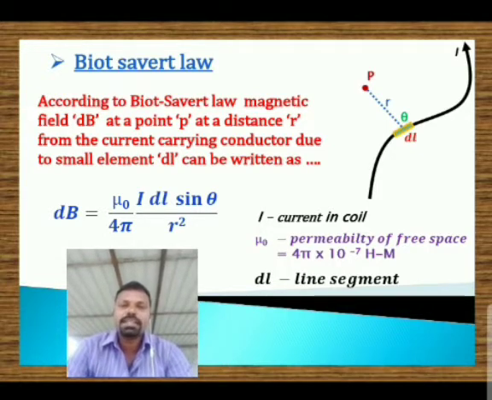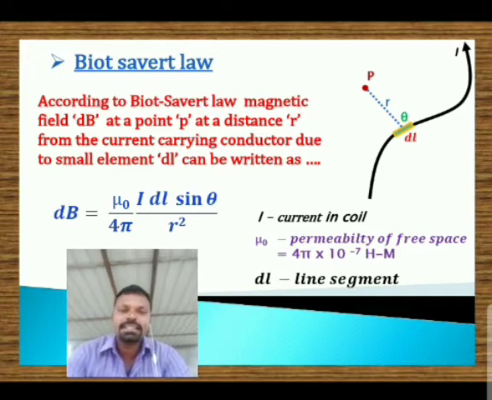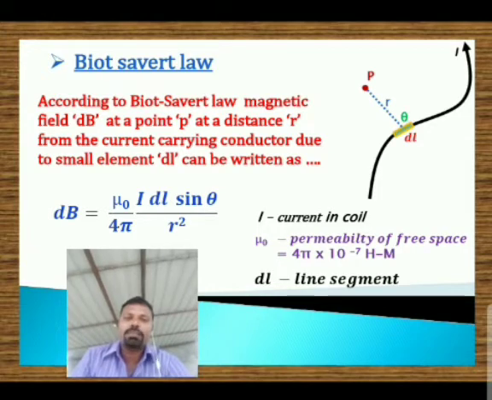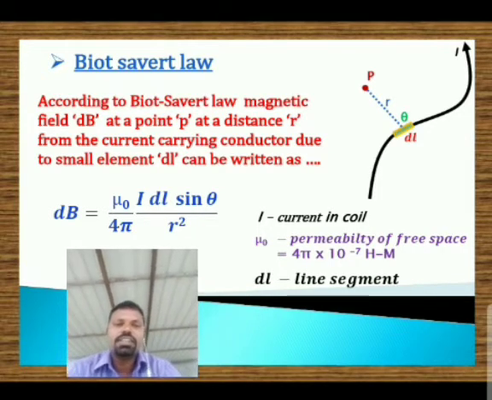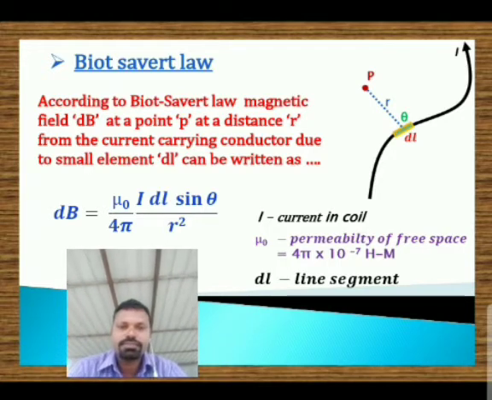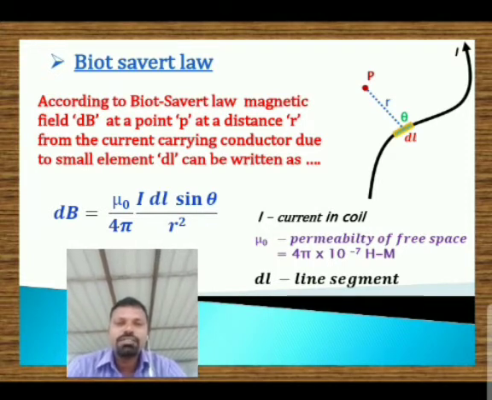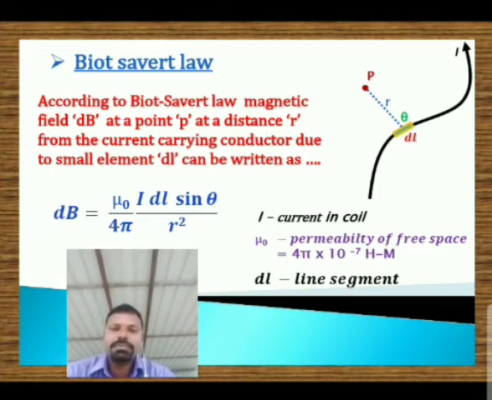From their experiments, they derived the formula dB is equal to mu naught by 4 pi I dl sin theta by r square. This is the magnetic field produced at point P due to a small line segment dl, which is at a distance r. Here mu naught is the permeability of free space. The value of mu naught is 4 pi into 10 to the power of minus 7 Henry per meter. dl is the length of the line segment.